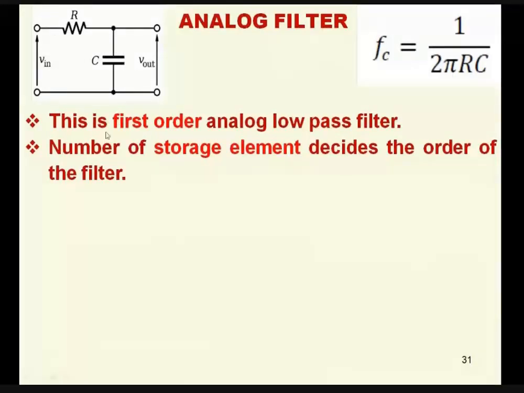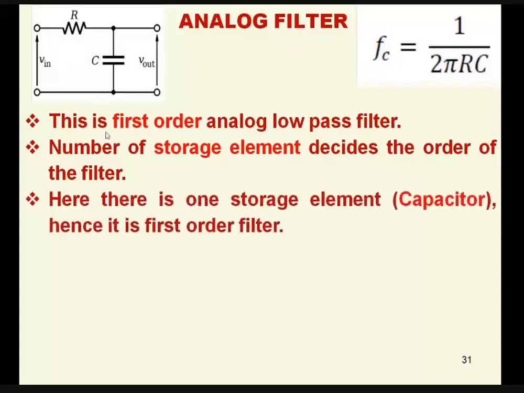If there is one capacitor, we have one storage element. Hence we can say it is a first order filter. So if there is a storage element, then it is an order. If you have two capacitors, meaning you have two storage elements, then you can say it is a second order filter. This is how you have to understand it, right? And that is called a pole. That's very interesting, which is more beautiful, where we can relate to control systems now. So here there is one storage element, which is a capacitor. Hence it is a first order filter.